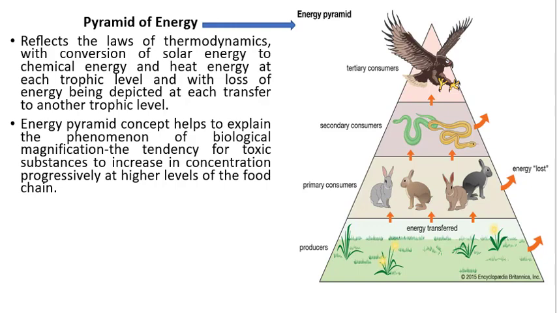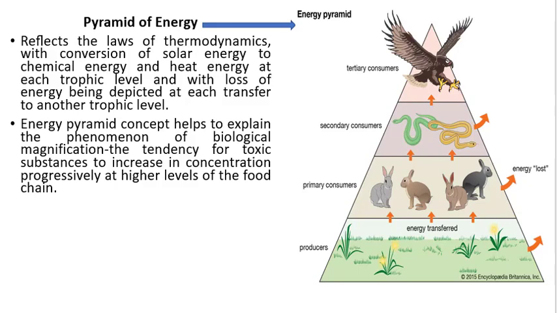Pyramid of energy reflects the laws of thermodynamics with conversion of solar energy to chemical energy and heat energy at each trophic level, and with loss of energy being depicted at each transfer to another trophic level. Energy pyramid concepts help to explain the phenomenon of biological magnification, the tendency for toxic substances to increase in concentration progressively at higher levels of the food chain.